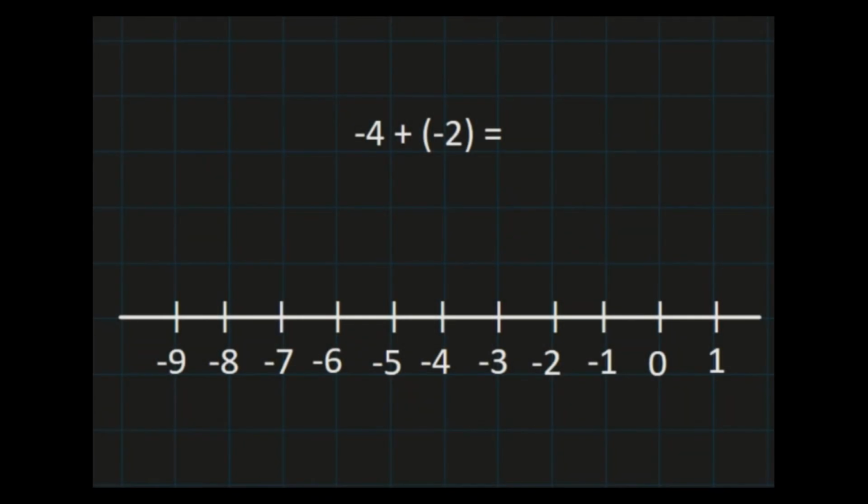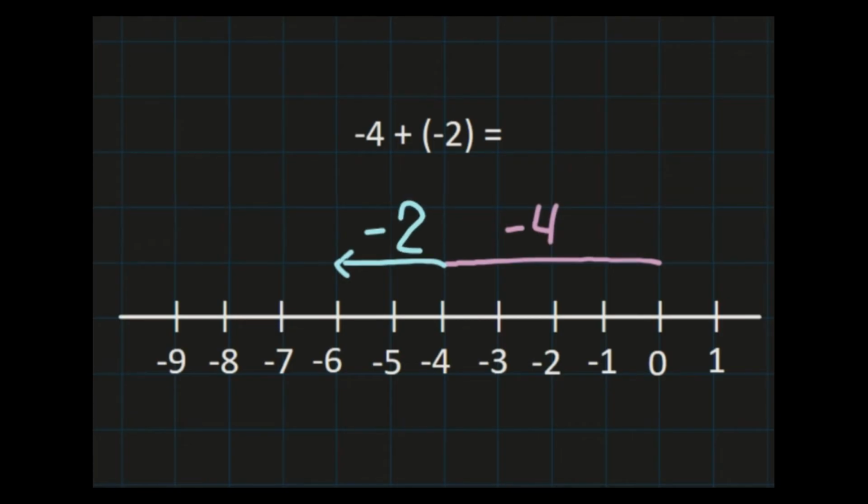So let's consider one more with the number line, negative 4 plus negative 2. So if we start at 0, if I'm going to put negative 4 on my number line, I'm going to the left 4 places, so negative 4. And if I'm going to be adding negative 2 to that, I'm going to be continuing to the left, and I'm going to continue to the left 2 more places. So if I'm going to add negative 4 plus negative 2, I'm going to get negative 6.